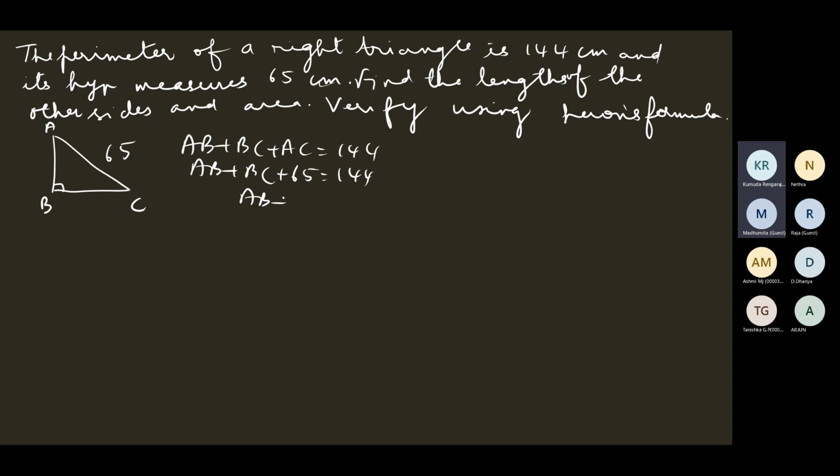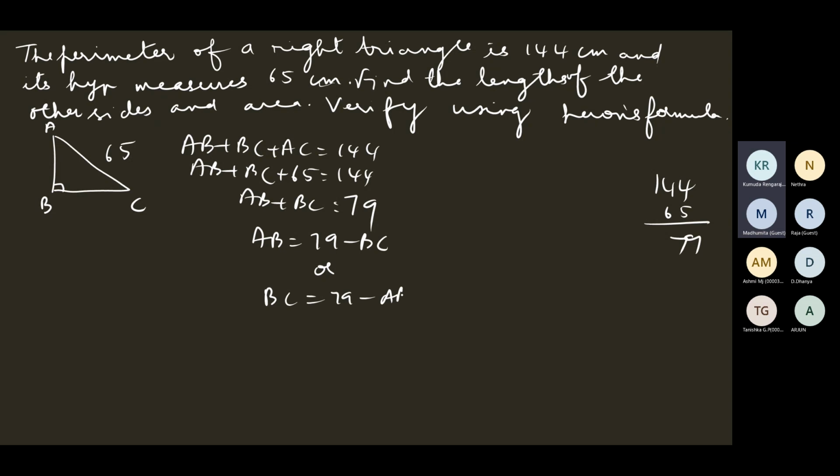So AB plus BC is equal to 144 minus 65, which is 79. So AB plus BC is equal to 79. Then AB is equal to 79 minus BC, or you can also write BC is equal to 79 minus AB. You can write anything. Both are fine.